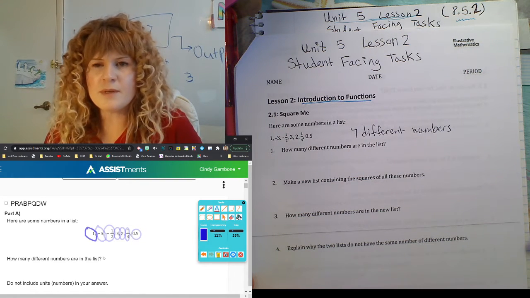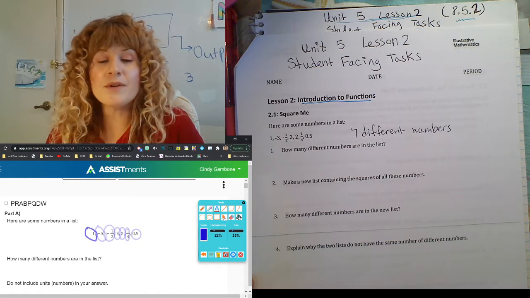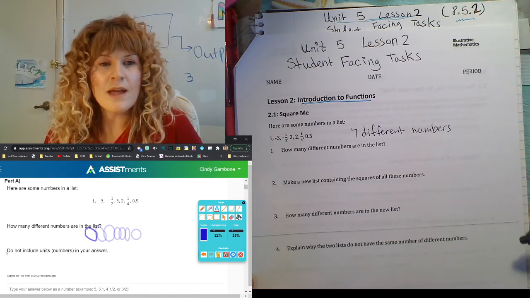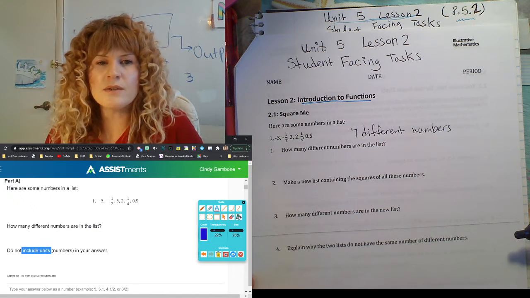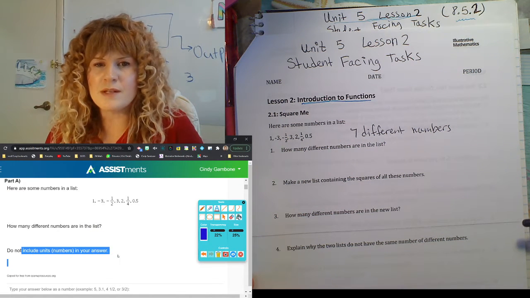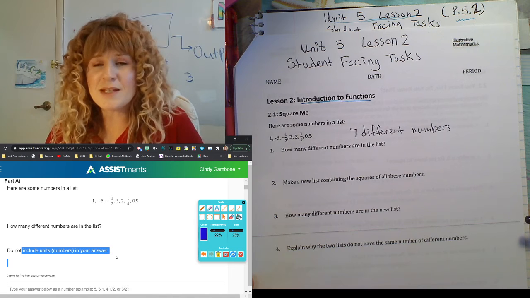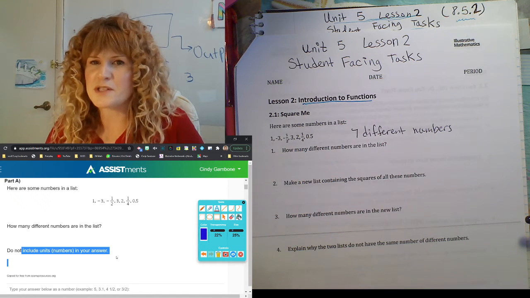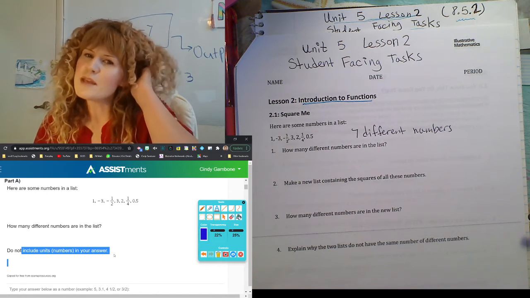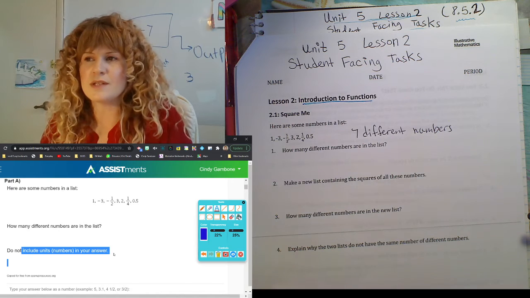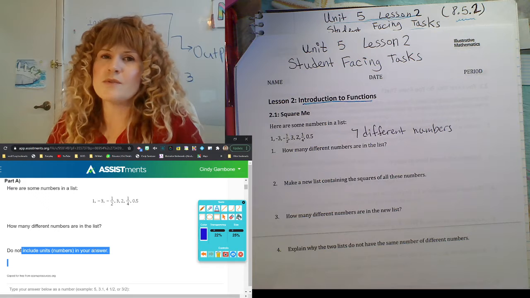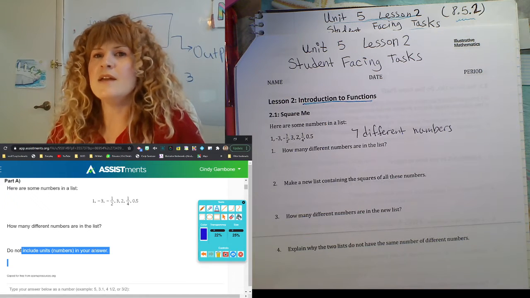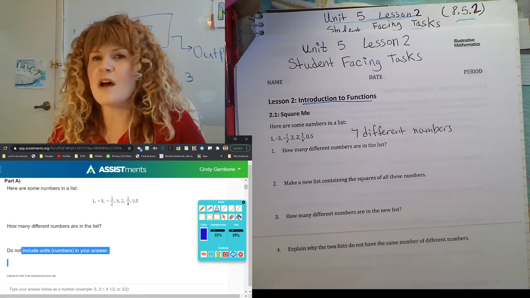Okay, but you have to read carefully to see how you're going to enter the answer. It gives you instructions. Do not include units, numbers, in your answer. This is confusing. I think they made these instructions pretty confusing. What they mean by do not include the units of numbers, let me explain. If it were, say, cars, you'd say 7 cars. If it were hot dogs, you'd say 7 hot dogs.